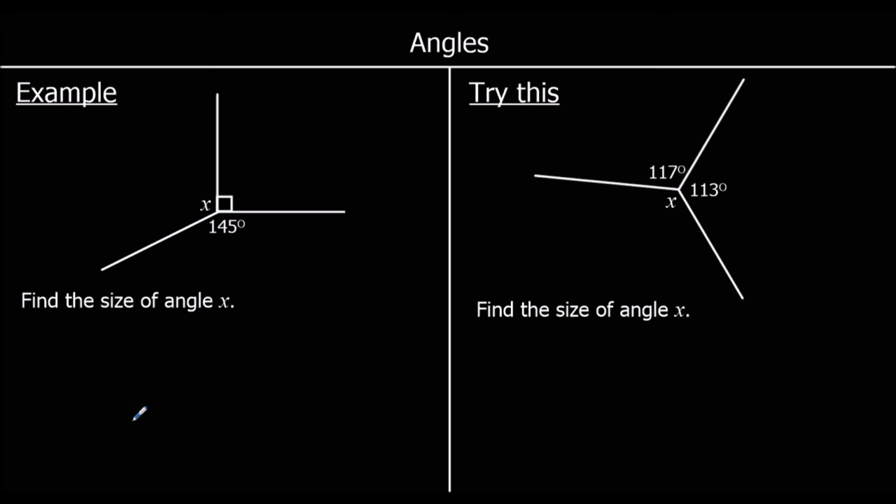Angles around a point, angles in a complete circle, always add up to 360 degrees. So the whole way round is 360 degrees. And this square here means it's a right angle, and a right angle is 90 degrees. So this is 90 degrees. So we need all three of these angles to add up to 360 degrees so we can find the missing angle. So 145 plus 90.